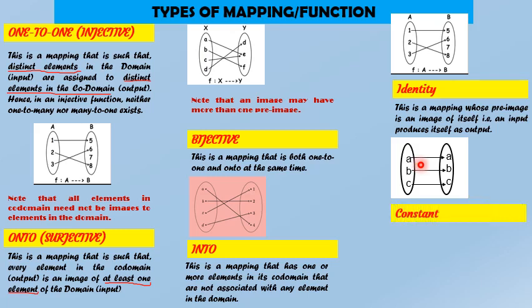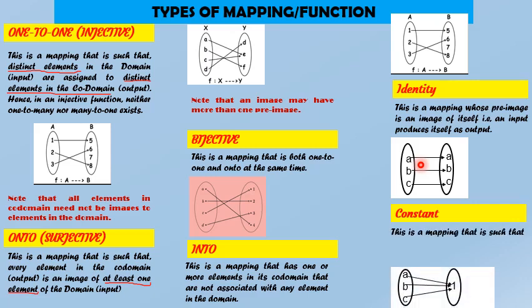So let's move on. The next one we have is what we call a constant mapping. When do we say a mapping is constant? This is a mapping such that all elements in the domain have one and the same image in the codomain. So look at that. When all elements in your domain have just one and the same image, then we say that mapping is a constant mapping.